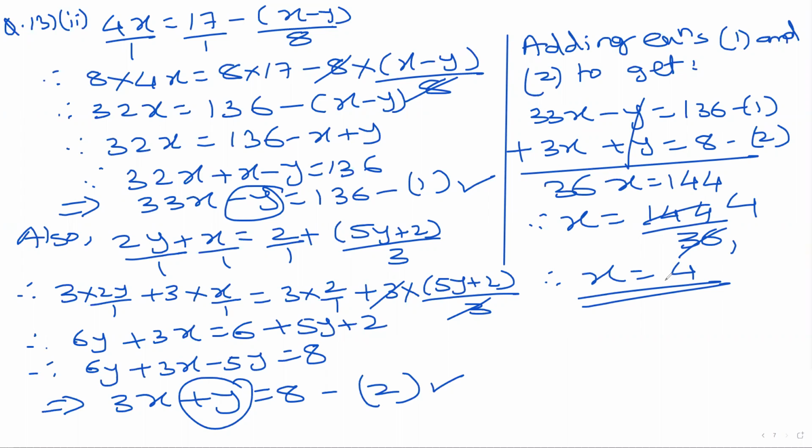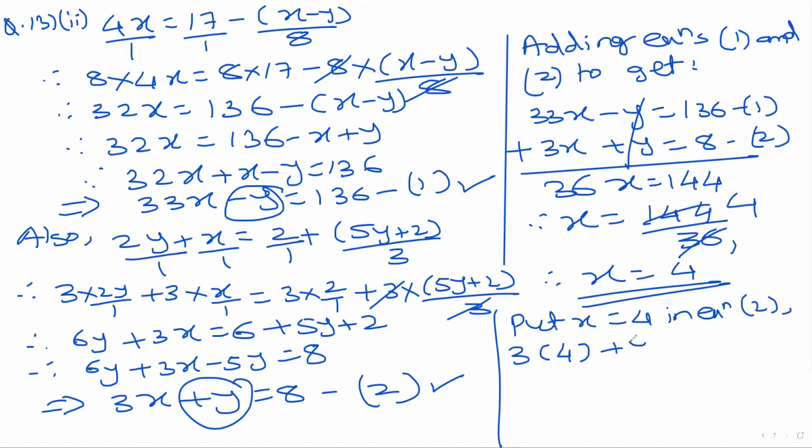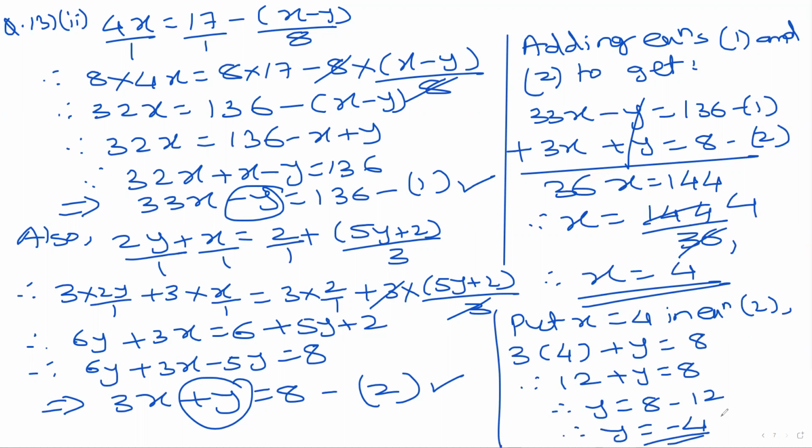If x is 4, you should substitute that in equation 2 because that is easy. So put x is equal to 4 in equation 2. You get 3 into 4 plus y is equal to 8. You get 12 plus y is equal to 8. So y is equal to 8 minus 12. So you get y is equal to minus 4.